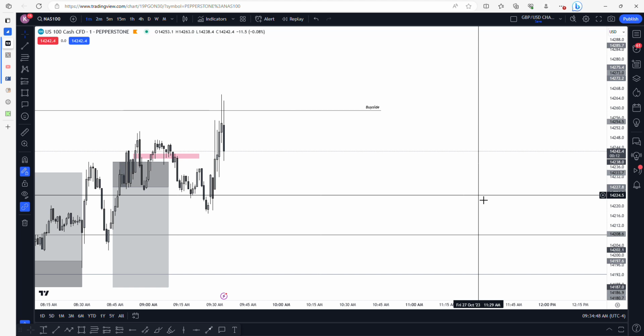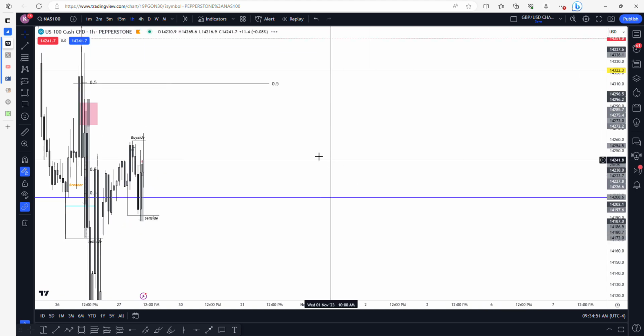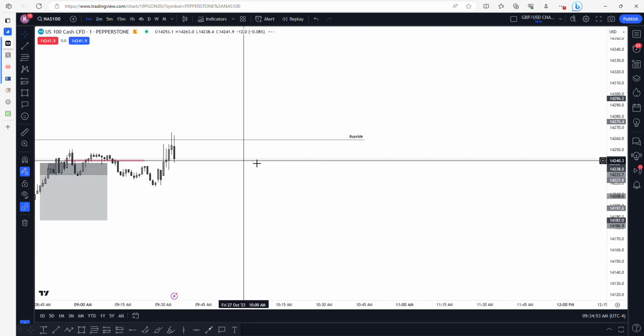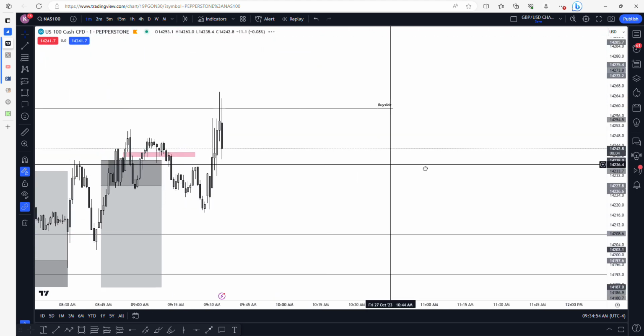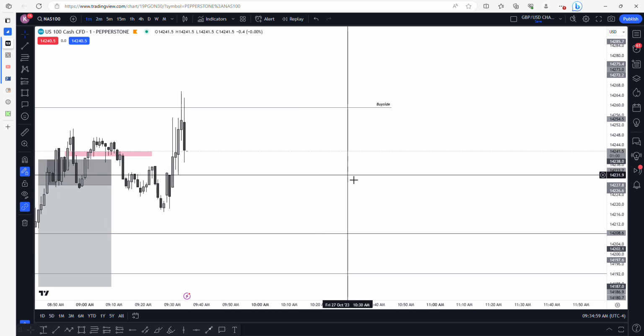I would rather want to see how the 9 a.m. candle forms, but this is enough. I need to see that get taken out first.